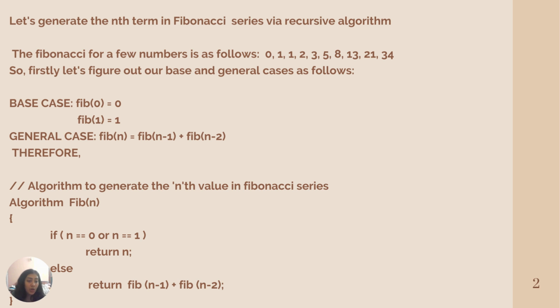Firstly, our base case would turn out to be Fibonacci of 0 is equal to 0, Fibonacci of 1 is equal to 1, and the general case would be Fibonacci of n is equal to Fibonacci of n minus 1 plus Fibonacci of n minus 2.